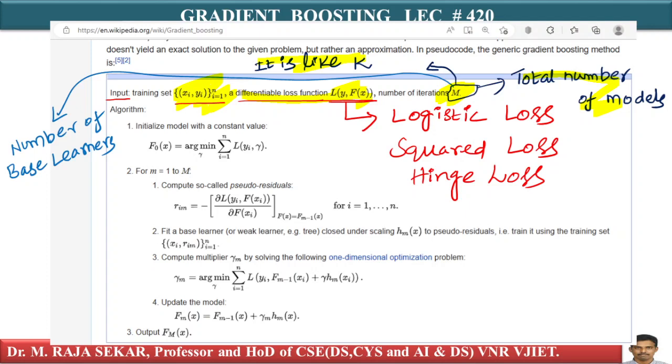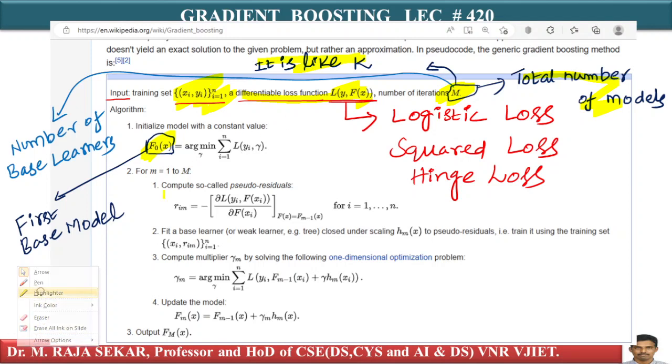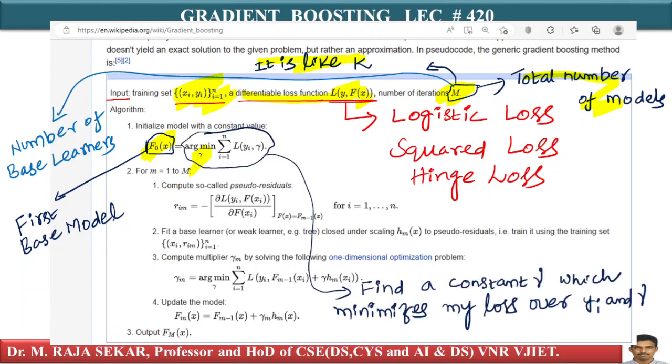Given this, let's go ahead and see how to build this. First, you have to build f0 of x. Where is my f0 of x? This is my f0 of x, the first base model. Then what would you say? Here, find a constant gamma. You have to find a constant gamma which minimizes the loss function across all of them.